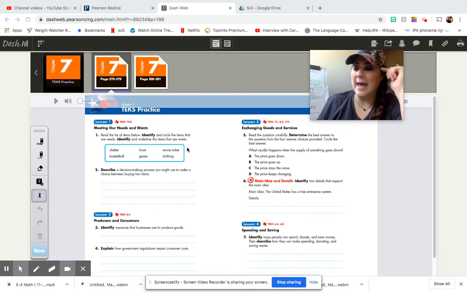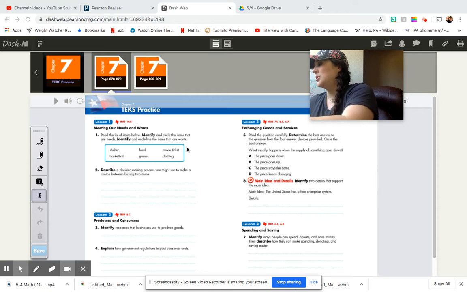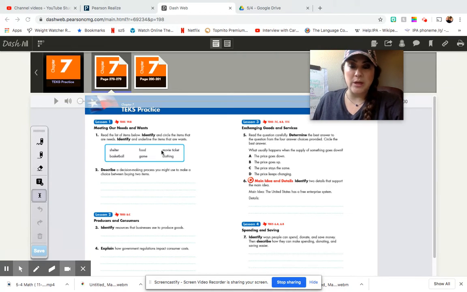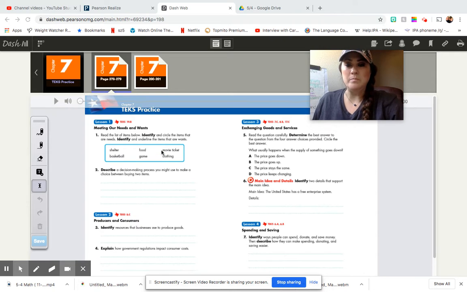So let's go ahead, and if you turn to page 278 in your textbook, it's going to look like what I have on the screen. So the first thing we're talking about is needs and wants. Remember, needs are things that you have to survive. Wants are things that are just nice to have. So you are going to identify these items in the box below as needs or wants. Circle the items that are needs and underline the items that are wants.